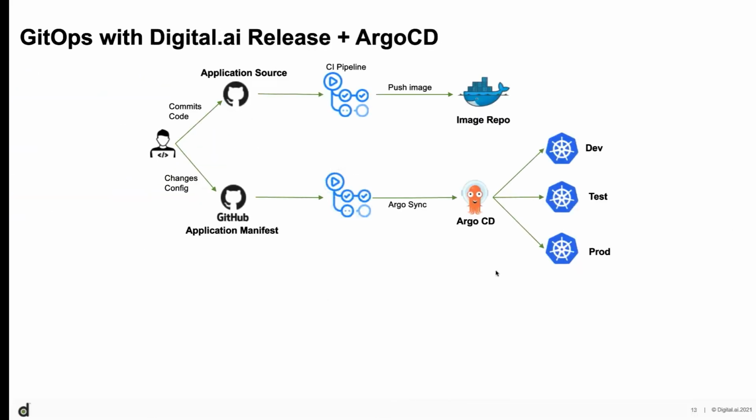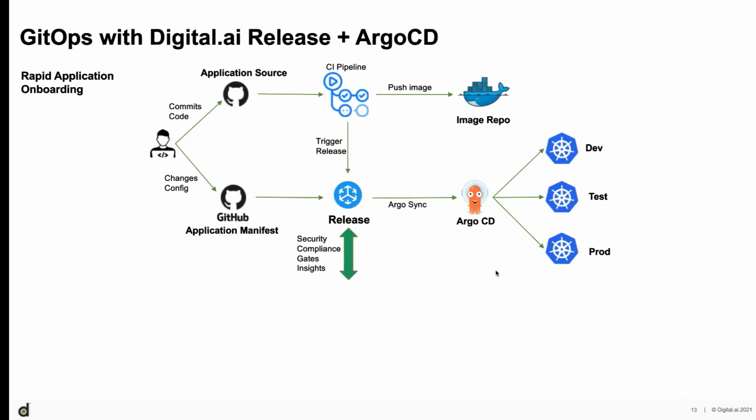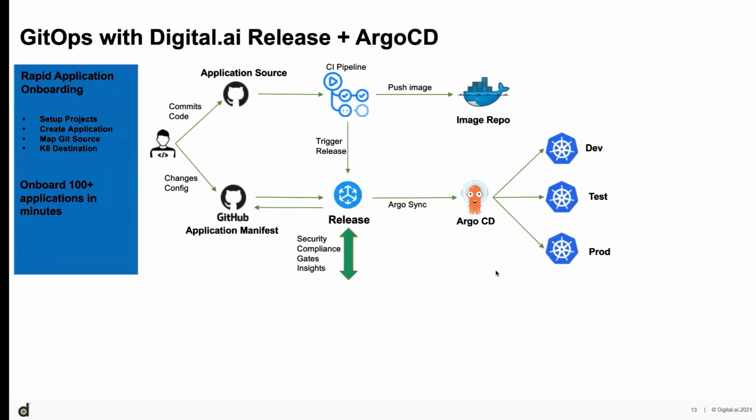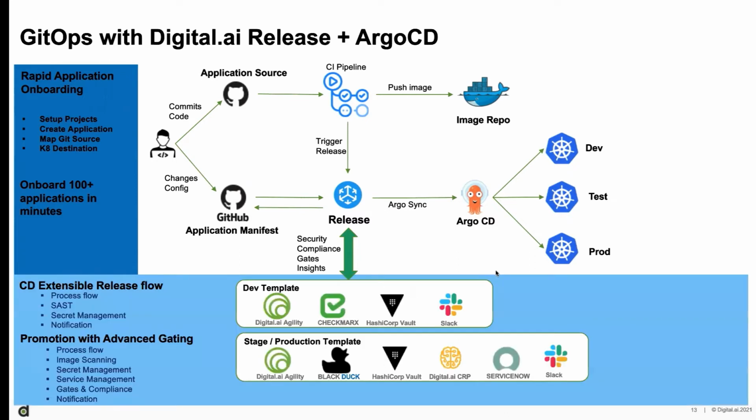Now, as we introduce Release as a top-level orchestration layer, we get several benefits. So the first one is rapid application onboarding. Release is designed to help you manage the increasing complexity of your software delivery process by easily integrating with your existing DevOps tools and achieve rapid application onboarding with reusable templates.